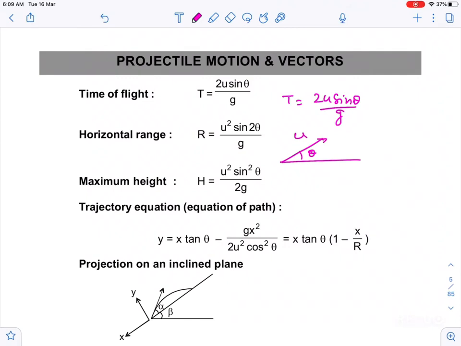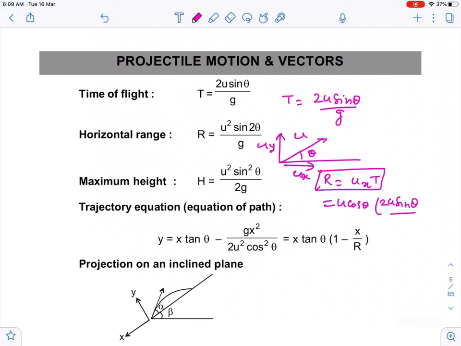Now, how to calculate range? Range is ux into t, because we break the velocity into two components, ux and uy. So you use ux into t for the range. ux is u cos theta, and t is the time of flight, 2u sine theta by g. So range is u square sine 2 theta by g, which is the formula of range. At what angle will range be maximum?